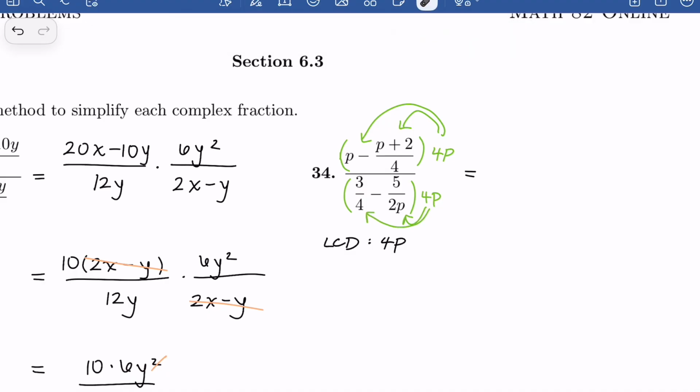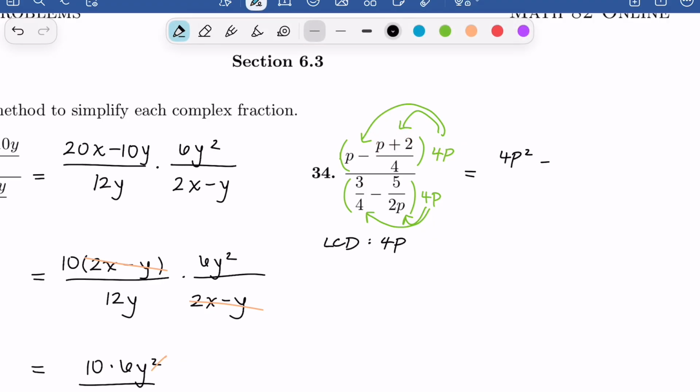So let's figure out what we get in the numerator. 4p is going to multiply this p, so this is going to give me 4p squared. Then 4p is going to multiply this whole thing, and in this case, I'm not going to distribute yet. I'm just going to write this as 4p times p plus 2, and we'll see why in a moment. Now we still have this 4 in our denominator. So that's our new numerator of our complex fraction.